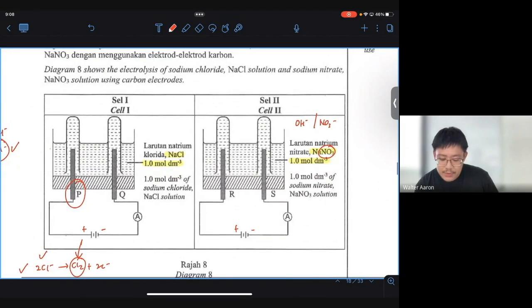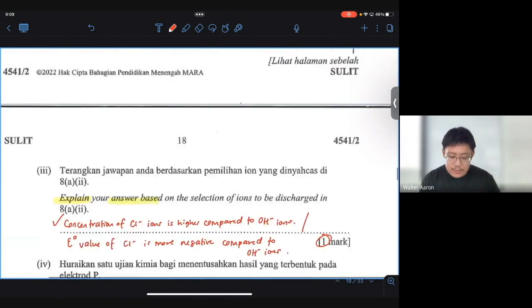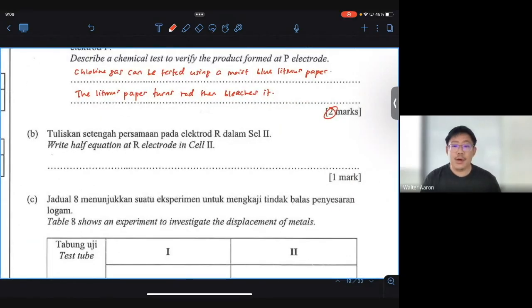But even though this is concentrated, it is the same concentration, 1 mole per dm3, isn't it? But nitrate will never be discharged. Same goes for sulfate. So in this case, if you ask yourself, I don't see a halide ion, although it is concentrated, then automatically you'll pick hydroxide as the substance to be discharged. Only when there's halide, for example, chlorine, bromine, and iodine, then you choose those for discharge. Otherwise, no.